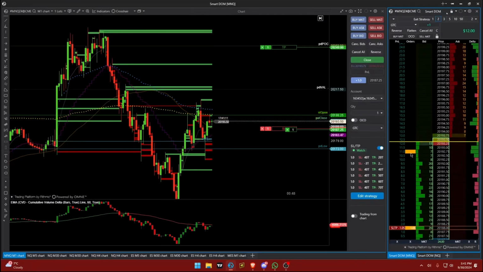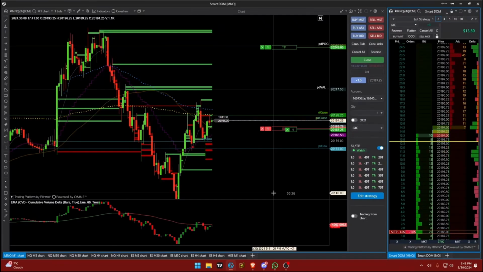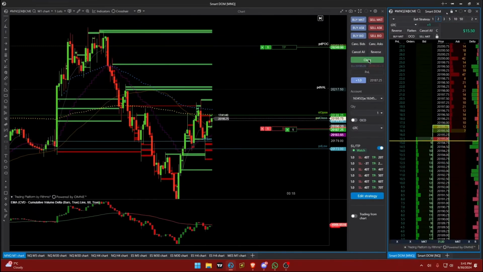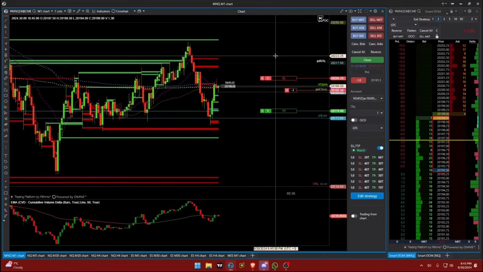Okay, so it was here. I was waiting for a good place to get out, so I got out with I think $15 profit at this point, somewhere around here. So I closed the trade for the remaining profit.